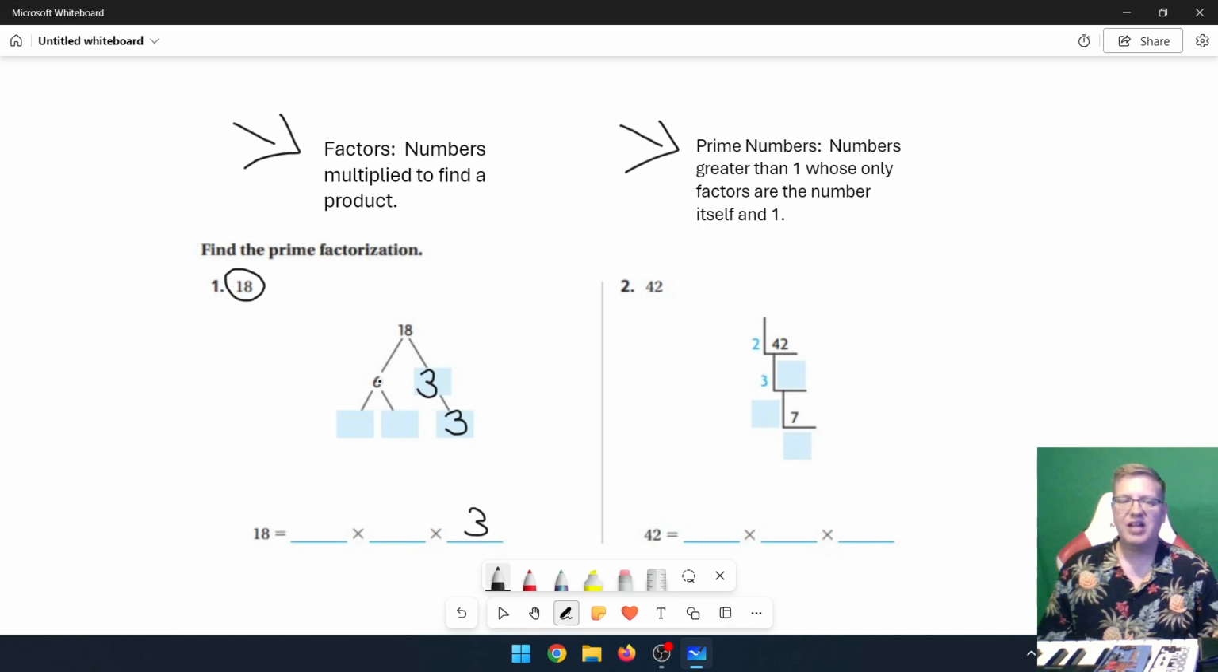Now we need to find what 2 prime numbers we can multiply together to make 6. Those 2 numbers are 2 and 3. And then we can copy these down here. We now have our prime factorization written for this problem. Many of the questions on the homework tonight will be something similar to this.